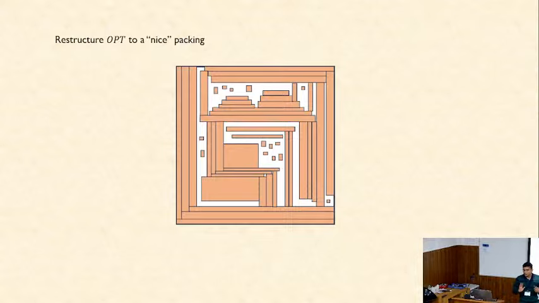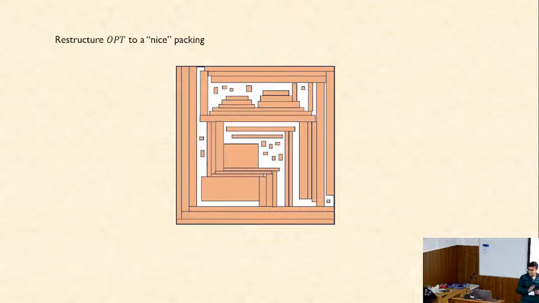All the previous works rely on a common template. We start with the optimal packing of the rectangles and then somehow try to convert it to a packing with some nice structure, and maybe in the process we can delete a small fraction of rectangles. The hope is that if you can show the existence of these structured solutions, then there are some dynamic programming techniques by which you can actually compute the best structured solution.